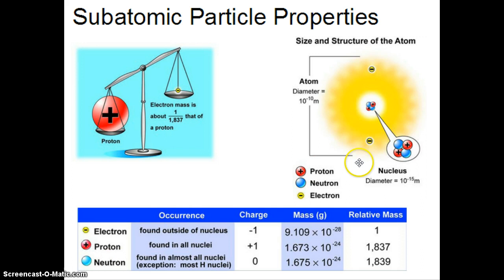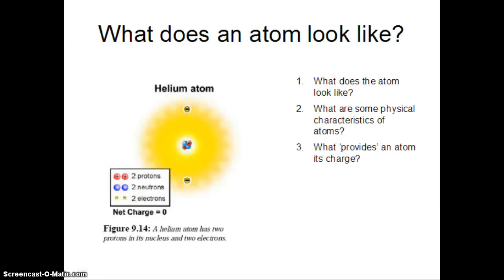Here we have element number 2, helium, which has 2 protons, 2 neutrons, and 2 electrons. We'll get into that here in just a moment, and that moment is here. Here we're looking at helium.